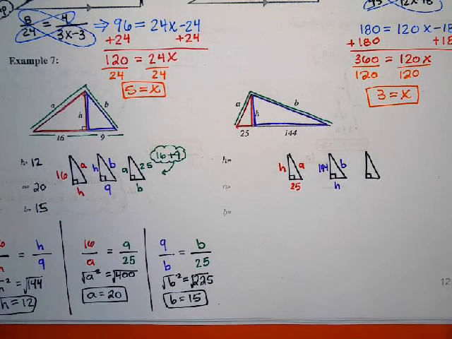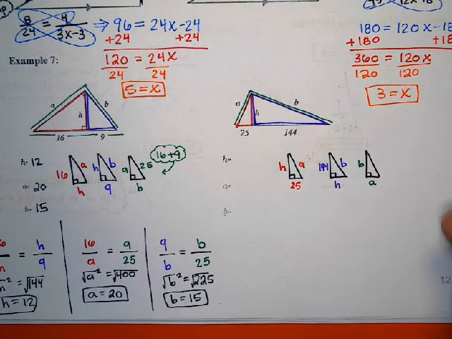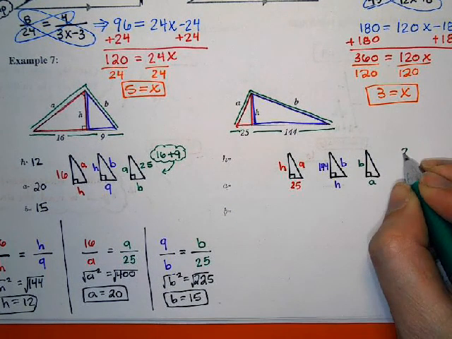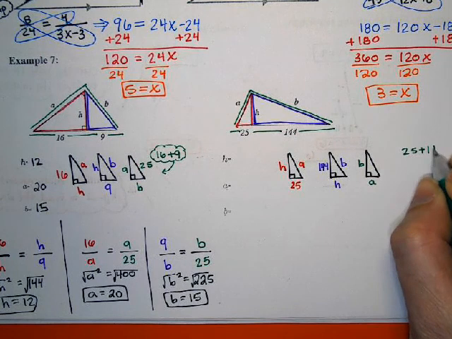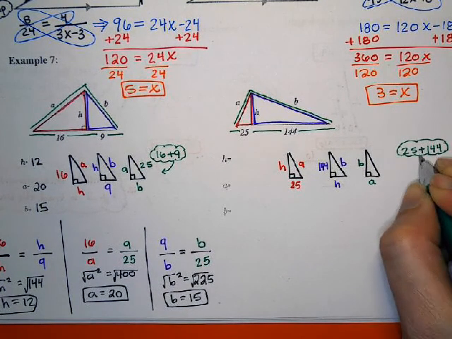Now the big triangle, the full triangle. Fill in the short leg, long leg, and the diagonal.